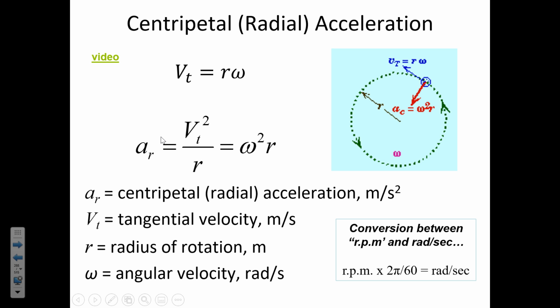And sometimes things that are rotating will be described in terms of how many revolutions per minute they're experiencing, RPM. And so if you are told how quickly something is spinning in terms of revolutions per minute, and you need to know its radians per second, then the conversion process is simply to multiply by 2 pi, because that's how many radians there are in a revolution, and then divide by 60, because that's how many seconds there are in a minute. So RPM times 2 pi divided by 60 will give you radians per second.